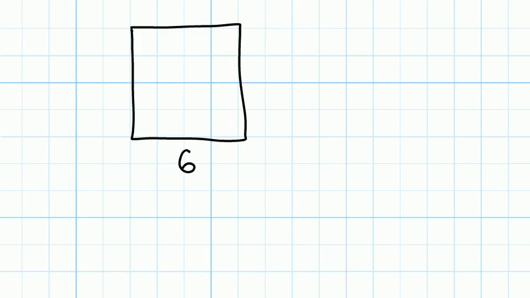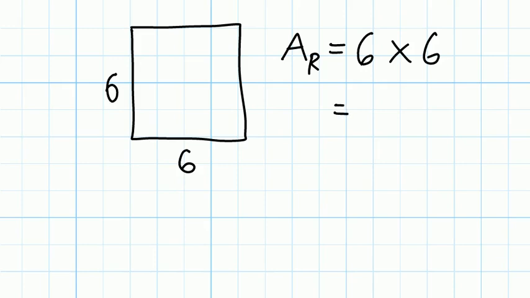Another example, let's say this is a square, and we'll say this is a 6 by 6. Area of the rectangle in this case would be 6 by 6, and 6 times 6 is 36. And again, make sure you have your units and that they're squared.